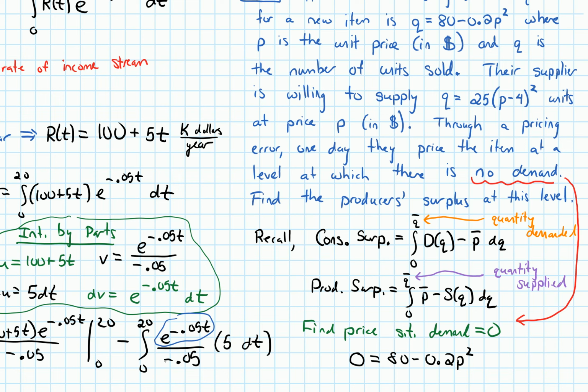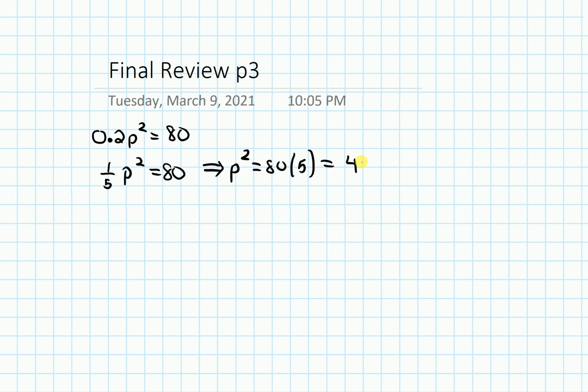Now let's solve this equation. Rearranging it, we get 0.2 P squared equals 80. Writing this as a fraction, 1/5 P squared equals 80. Isolating P squared, it equals 80 times 5, which is 400. Then we square root both sides to get P equals plus or minus the square root of 400, which is 20. The negative value isn't possible, so P is 20.